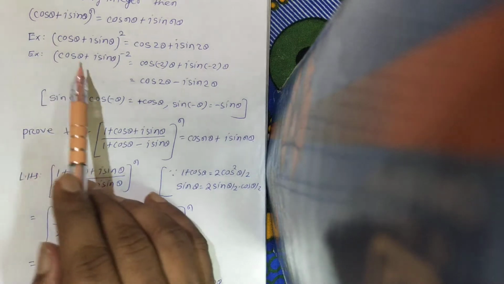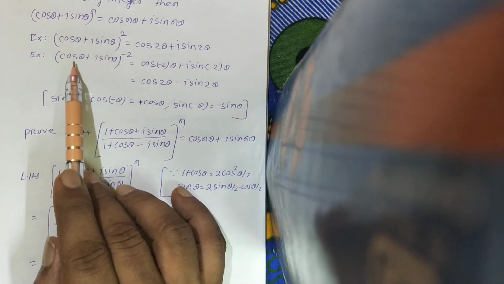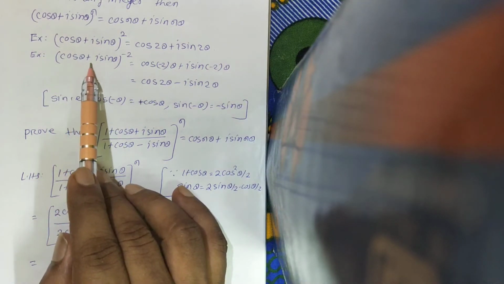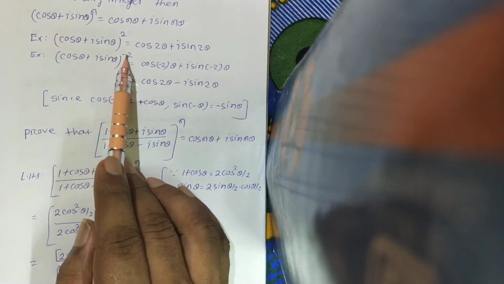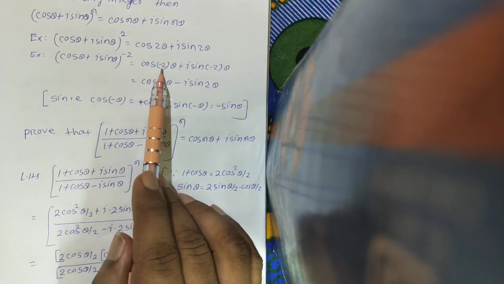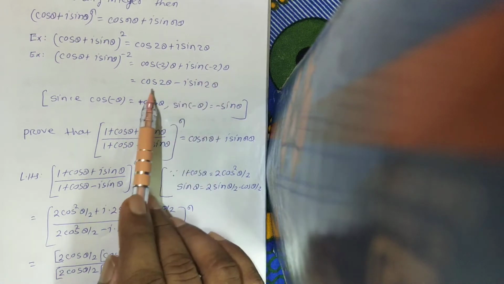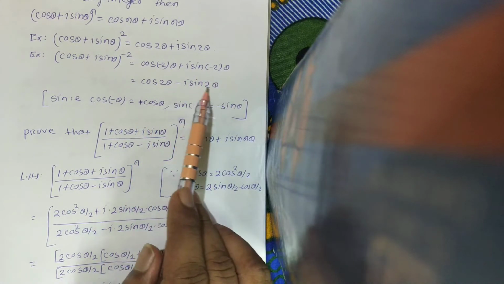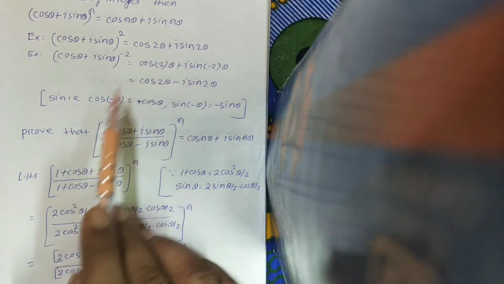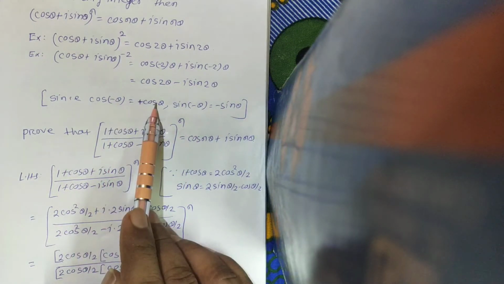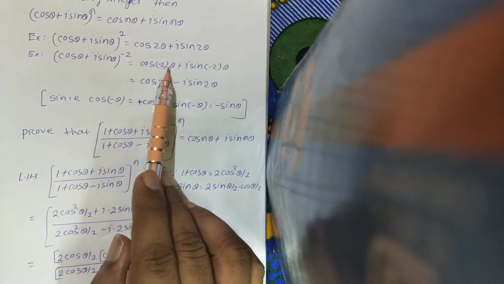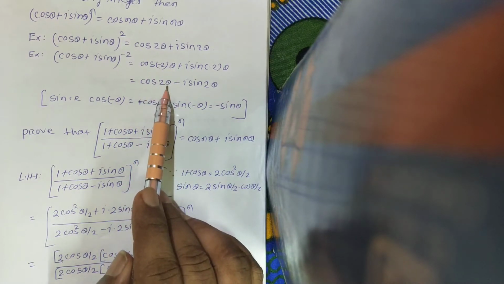Next, second example: (cos theta plus i sin theta) to the power minus 2 will be cos of minus 2 theta plus i sin of minus 2 theta. That is cos 2 theta minus i sin 2 theta. Because we know that cos of minus theta is cos theta, that's why I have written cos 2 theta here.